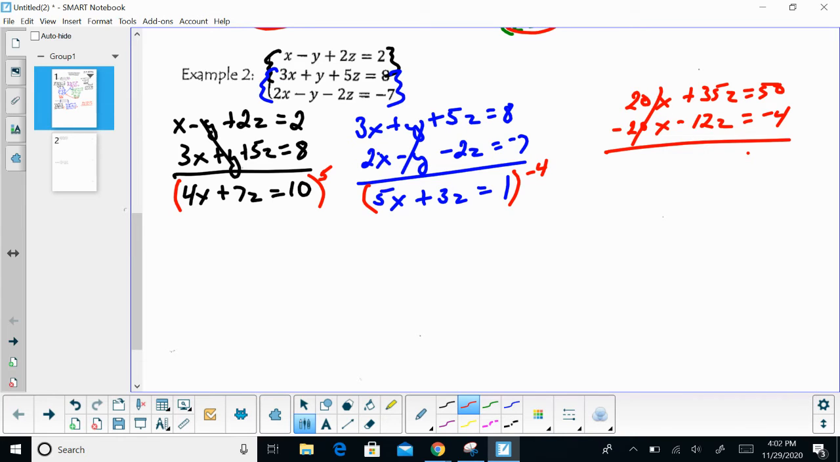Doing my elimination, 35 minus 12 is... oh, sorry, 23z. 50 minus 4 is 46. Dividing by 23, z equals 2. Now I'm going to take this guy and plug it in for one of these two equations.